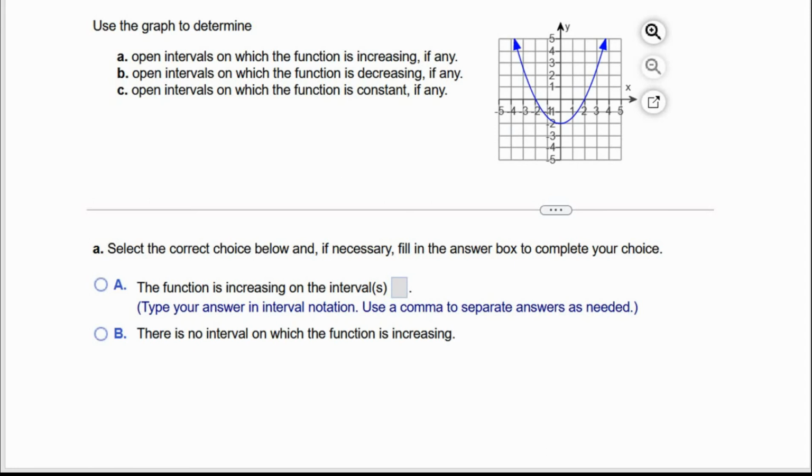Look at this graph here. And so the question is, use the graph to determine A, the open intervals on which the function is increasing, if any, and then B, open intervals on which the function is decreasing, if any, and then the interval if the function is constant. So select the correct choice below, and if necessary, fill the answer box to complete your choice. The function is increasing on the intervals, what would you say?